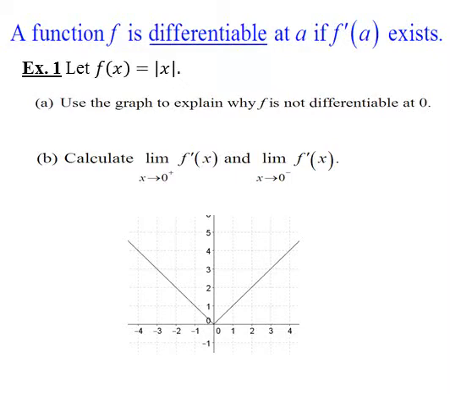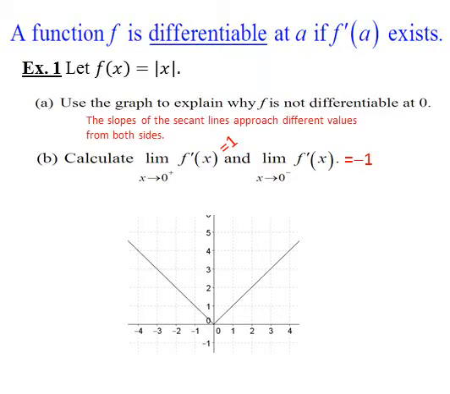So maybe we should answer part B first. Part B asks us for the limit of the slopes of f as we approach x equals 0 from the right and from the left. The slopes are all 1 on the right, so the right-hand limit is 1. The slopes are all negative 1 on the left, so the left-hand limit is negative 1. And this brings us to why f is not differentiable at 0. The slopes approaching from the left-hand side are not equal to the slopes approaching from the right-hand side, therefore that limit can't exist at 0.